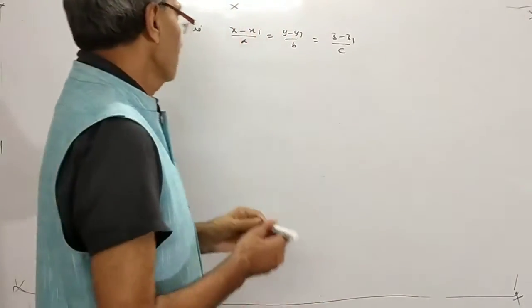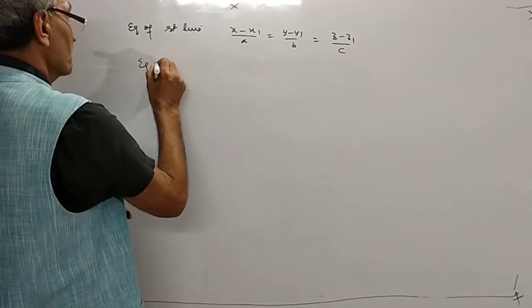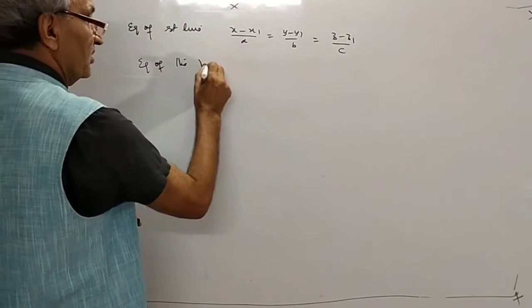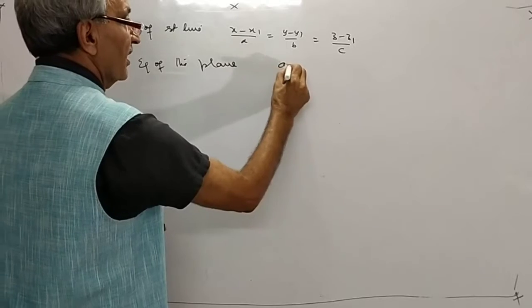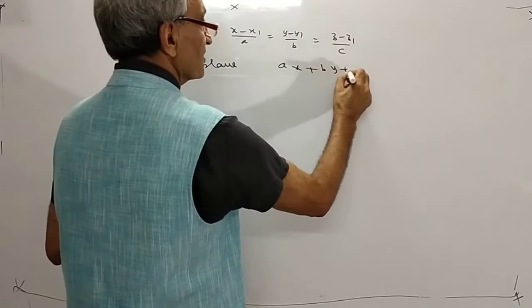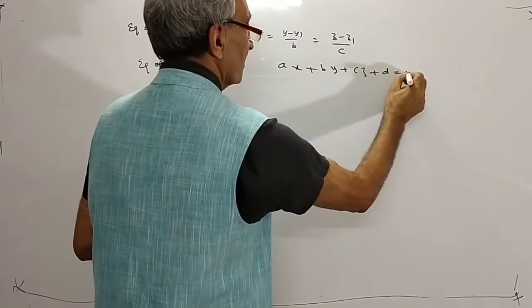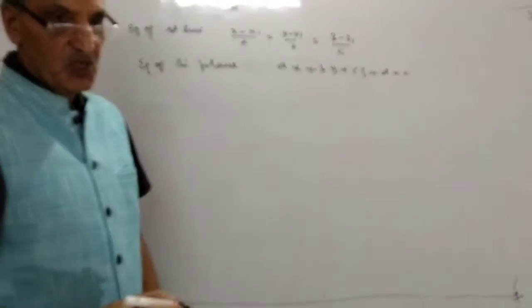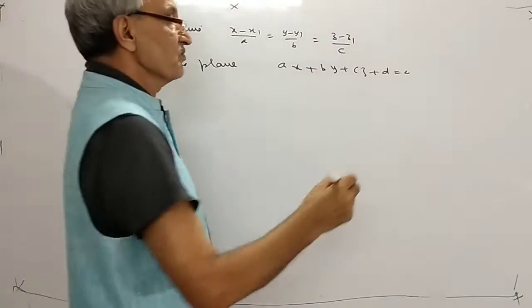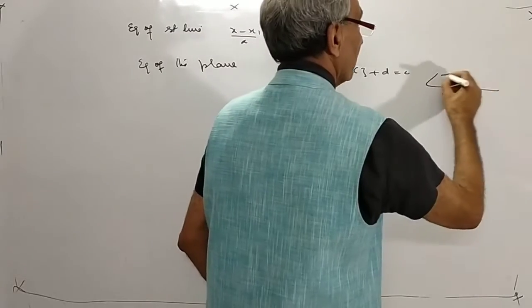Number one. Number two, the equation of the plane. What is the equation of plane given to us? AX plus BY plus CZ plus D. Do you know what this is? General form of the equation. The general form of the equation is the equation of the plane.